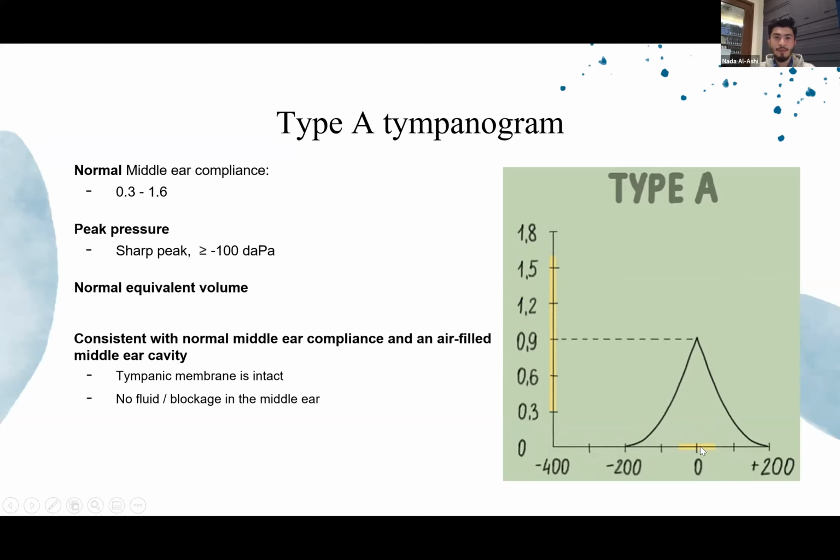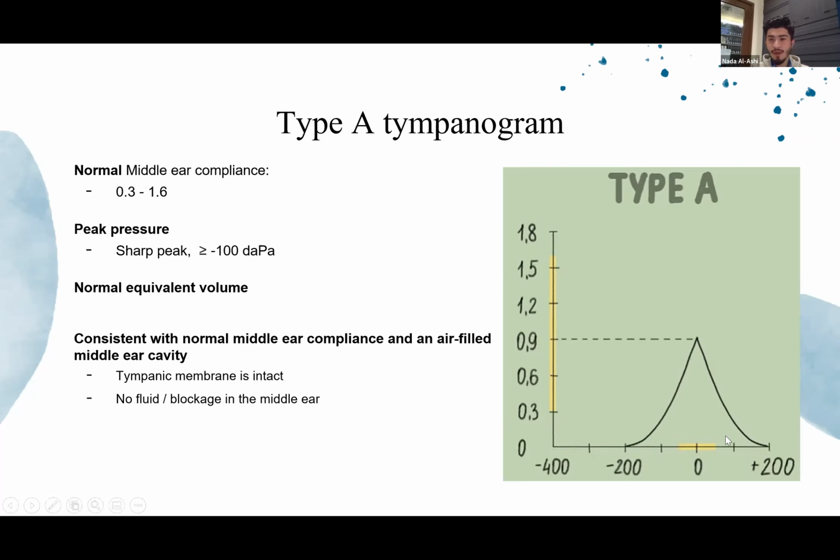Now, what a type A tympanogram means, it is consistent with normal middle ear compliance and an air-filled middle ear cavity. So the middle ear that I showed you before, we want this to always be air-filled. So with the type A, it shows that it is air-filled and middle ear compliance is normal. It's telling us that the eardrum is intact. There's no perforation, no hole, and there's no fluid in the middle ear.